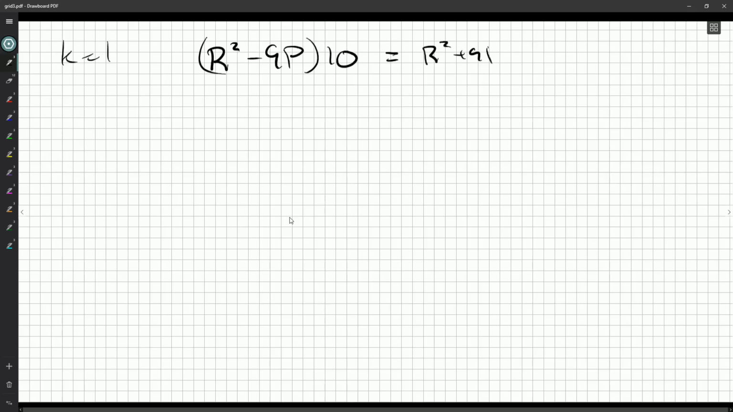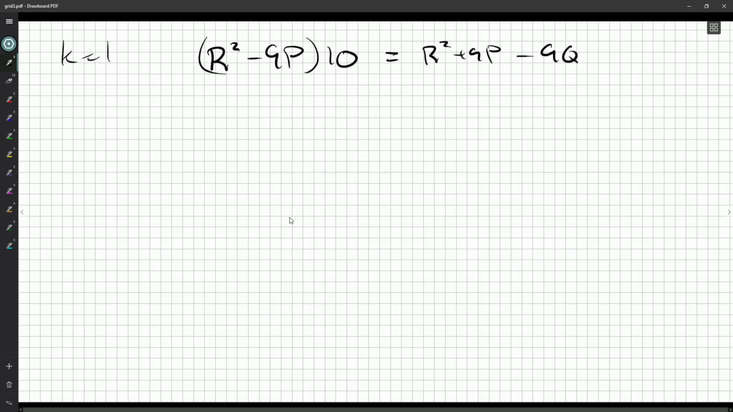All right, now what happens if k is equal to 1? So this is the last case. So I'd expect maybe 2 or 3 more from here. But what are we looking at? We're looking at, I'm just going to write it as r squared minus 9p so I don't have to rearrange it again. This times 10 is equal to r squared plus 9p minus 9q.